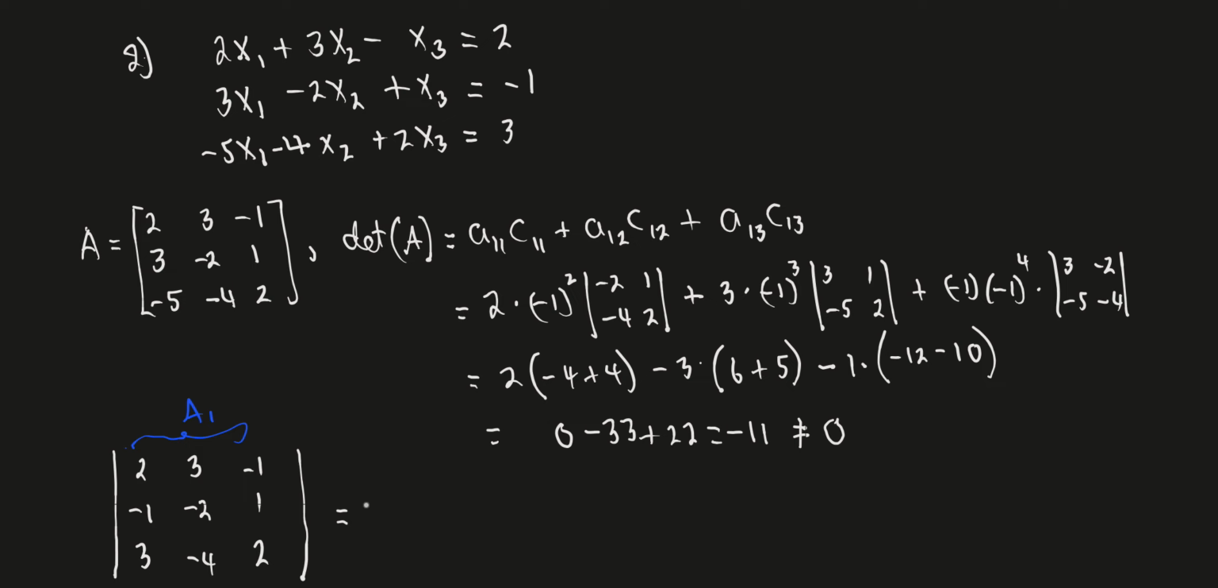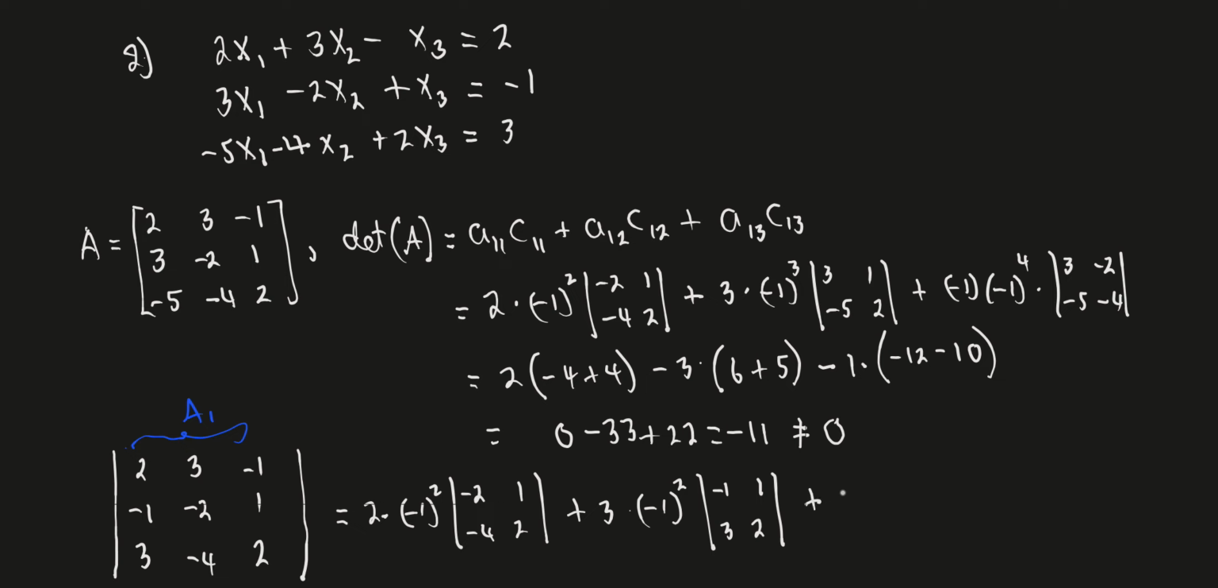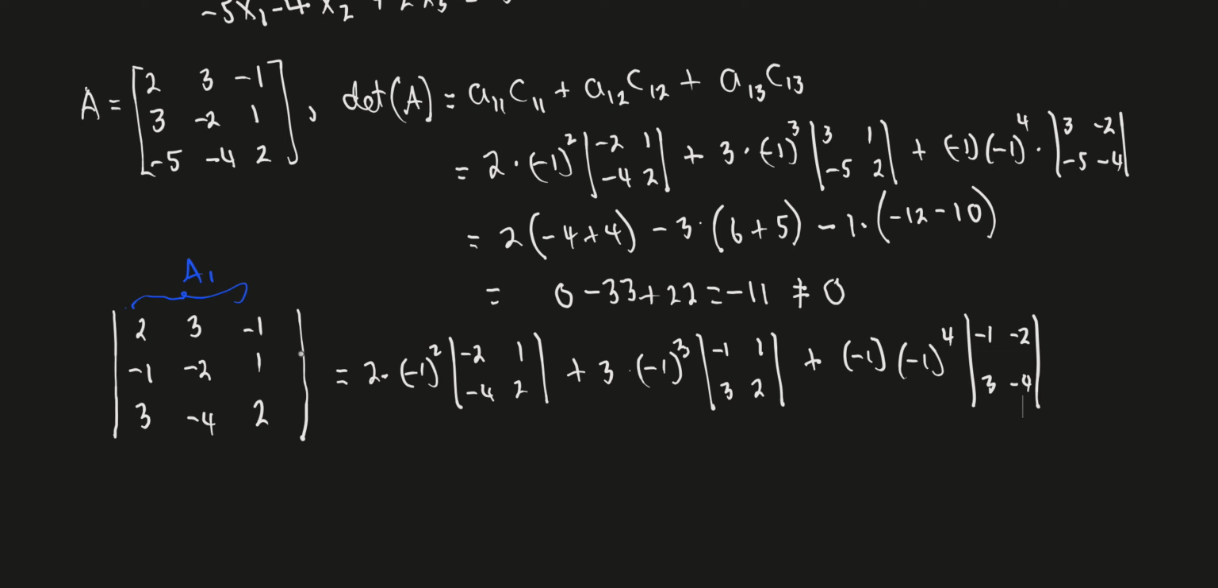And again, we're going to do the cofactor expansion, right? So I'm going to use my A11, so that's 2 times -1 squared times the minor -2, 1, -4, 2, and then plus 3, so that's my A12, times -1 squared times the minor 1, -1, 3, 2, and then finally -1 times -1 to the 3rd power, and then we have times our minor of -1, -2, 3, -4.